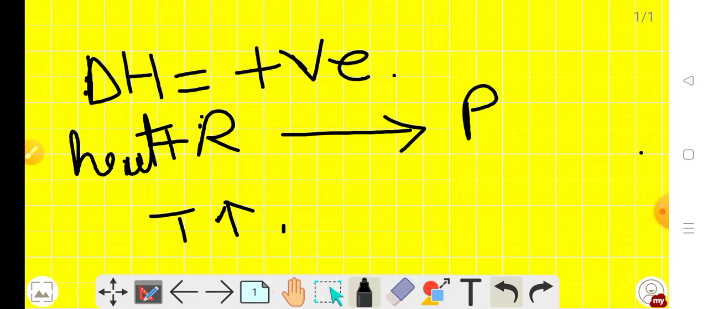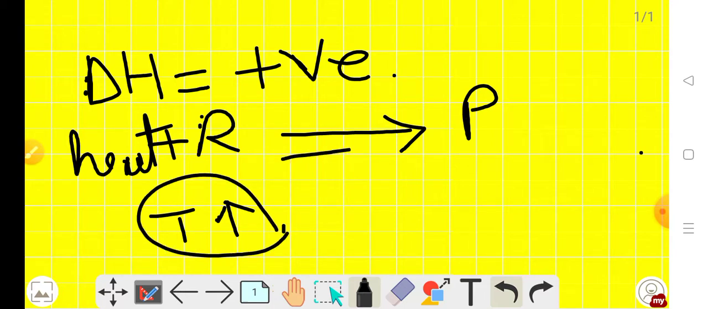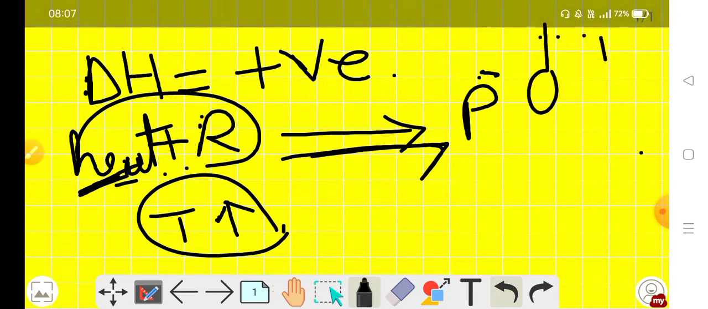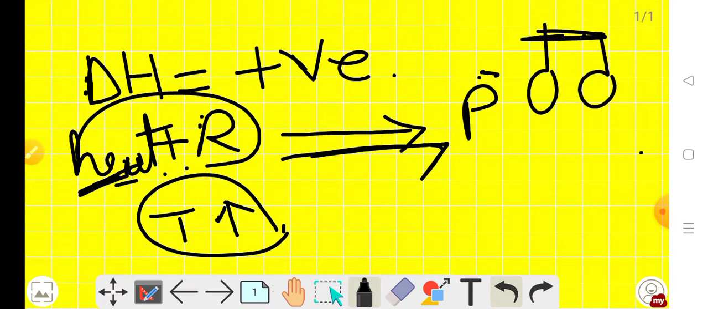Okay, so since we increase the temperature, what happens? This reaction goes in the product direction, because the temperature is already there, and when we increase the temperature, then this side will be more and this side will be less. But in case of Le Chatelier's principle, we have to maintain the equilibrium on both sides, the same weight. So since we increase the temperature, the reaction goes in the forward direction, and then solubility is increased.